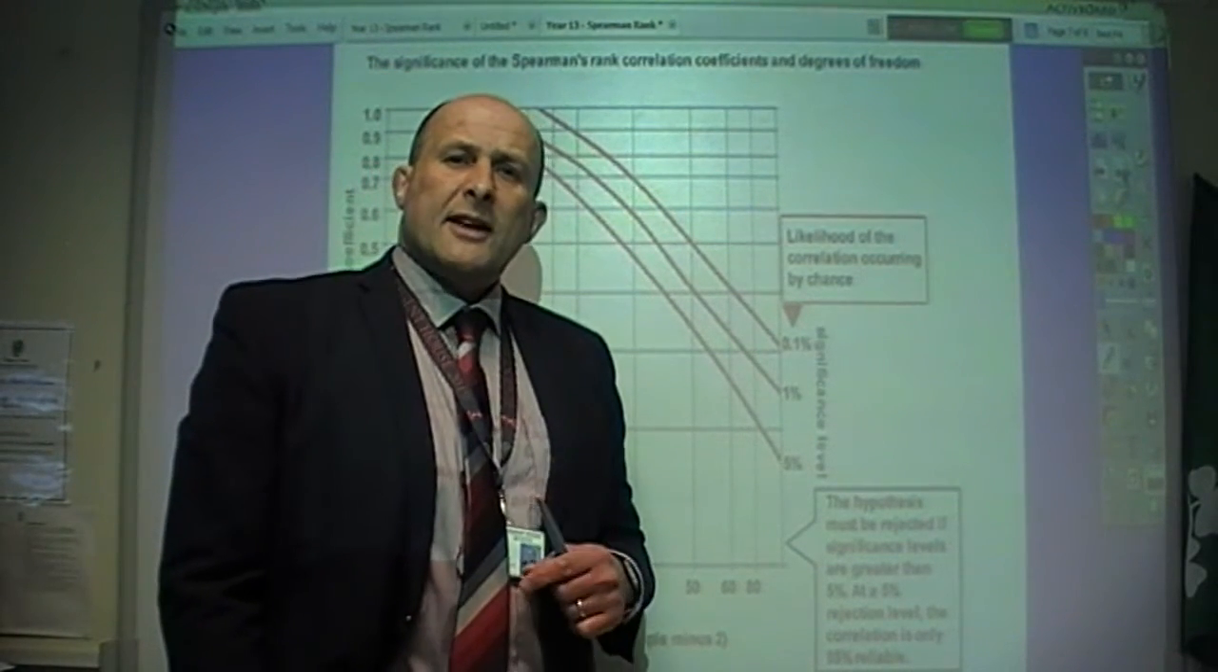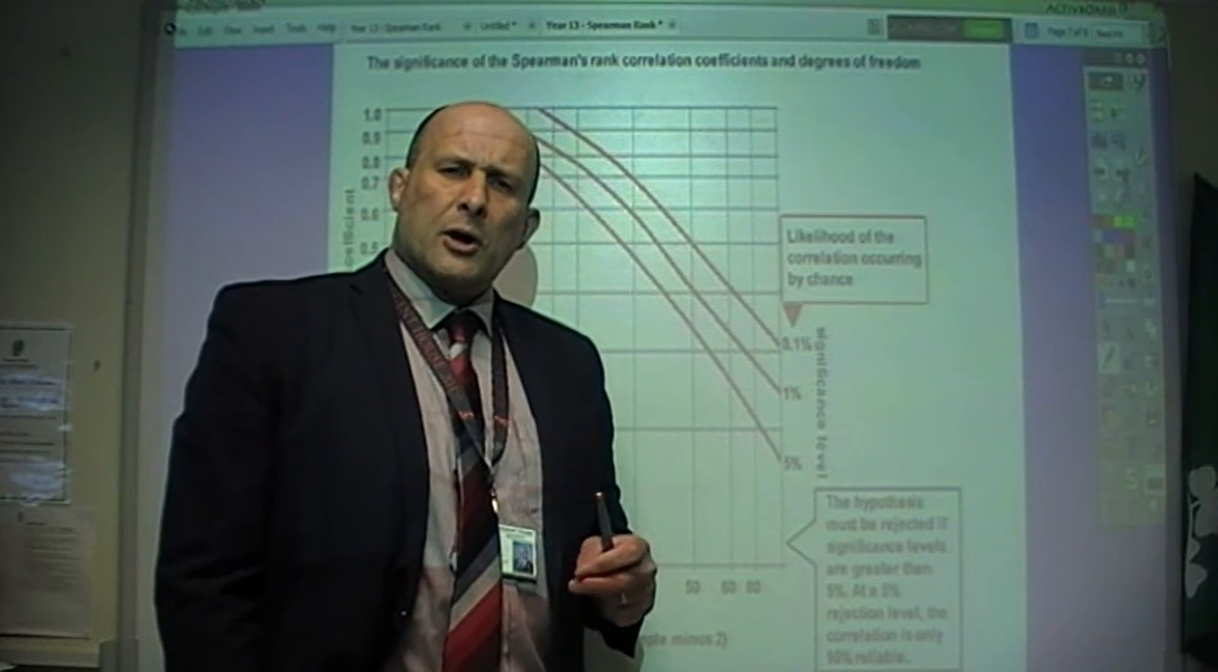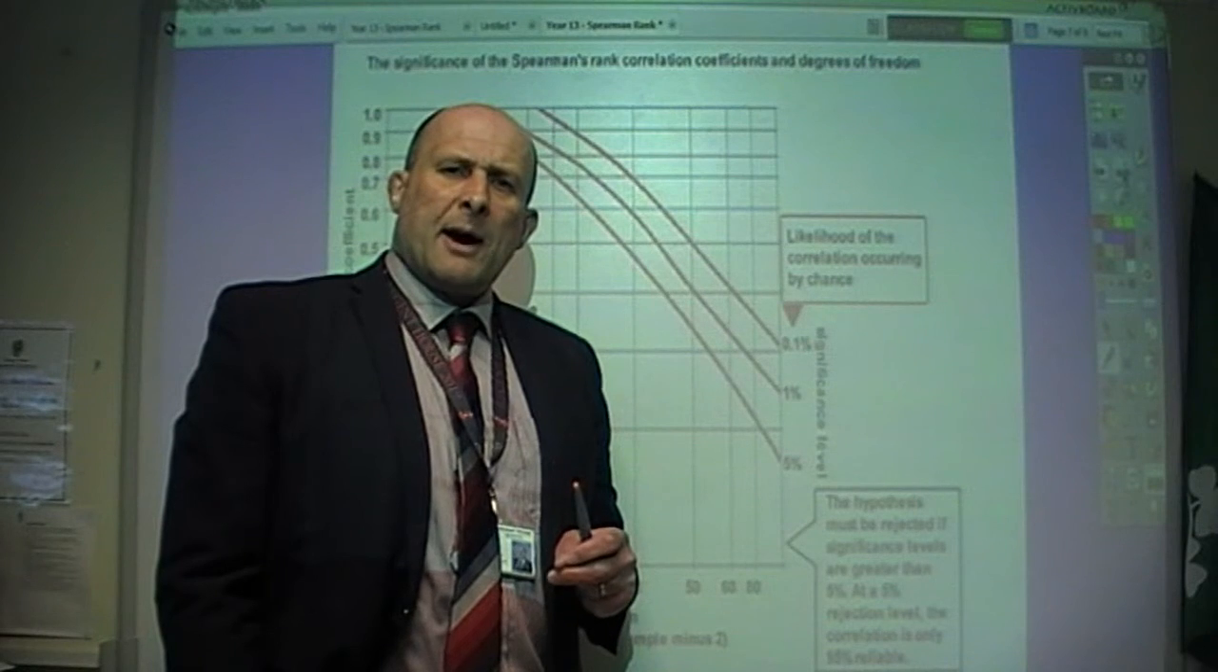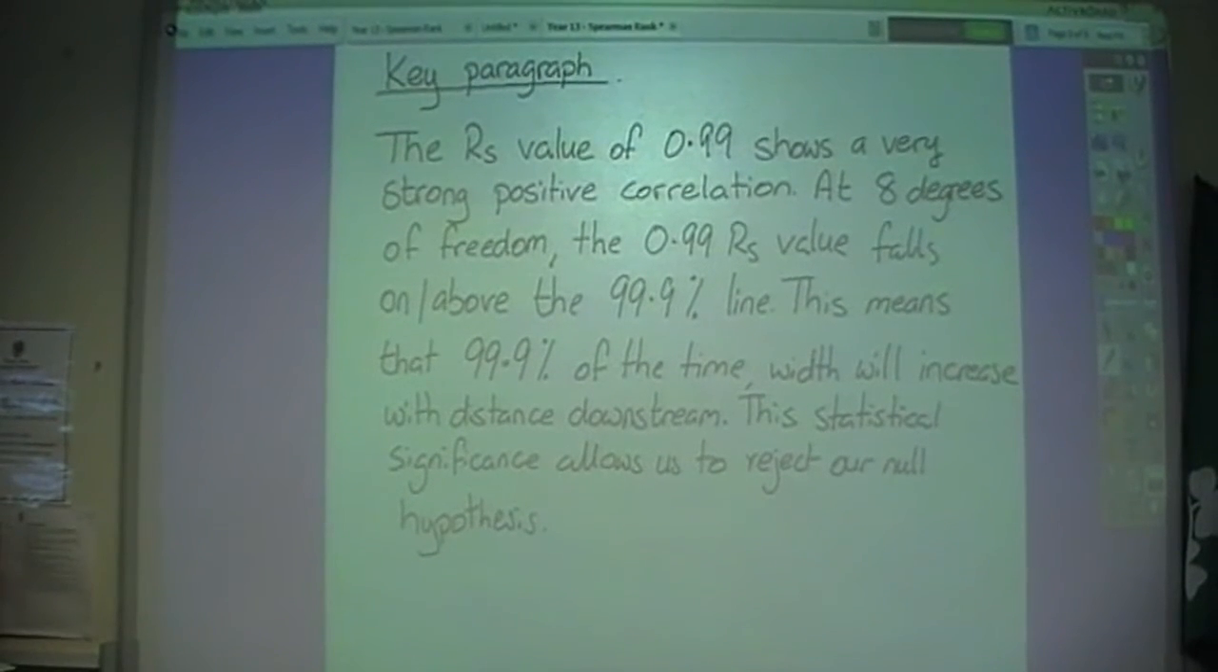Now what we have to do is actually write this up into our booklet, into our answers form, and we need to put a paragraph together. So at the end of this we need to fill in our Spearman rank significance paragraph. What have we found? What we have found is that the RS value of 0.99 shows a very strong positive correlation. At 8 degrees of freedom, the 0.99 RS value falls on or above the 99.9% line, or the 0.1% chance line. This means that 99.9% of the time width will increase with distance downstream. This statistical significance allows us to reject our null hypothesis.